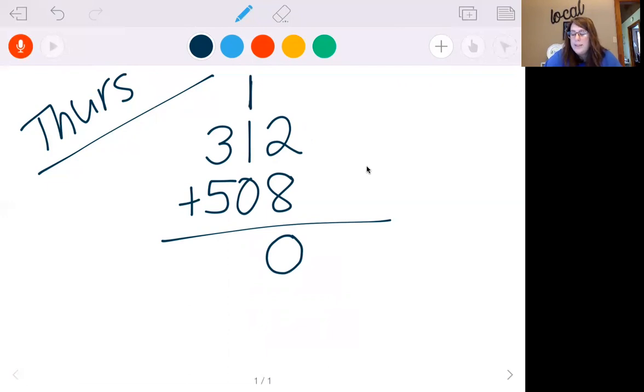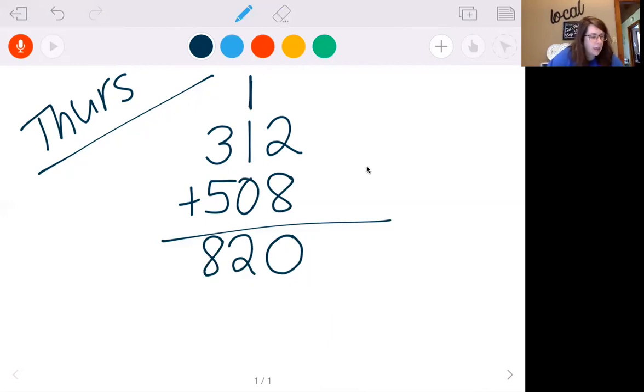So I put my ones digit down there and carry the other number up. Then I add 1 plus 1 is 2. 2 plus 0 is 2. And then I don't have anything else to carry, so I add 5 plus 3, and I get 8. 820.